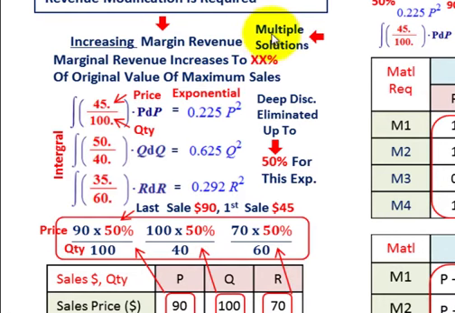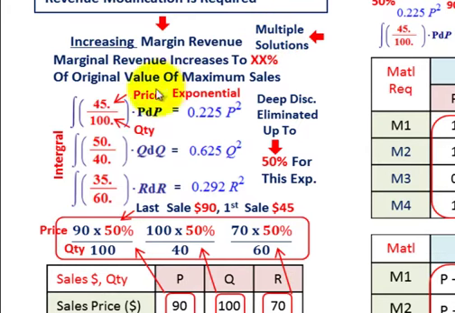And really what we're going to be looking at here, by looking at this exponential function that we're going to come up with, we're going to have really multiple solutions on our different product quantities that we're going to be looking at. So that's really what we're trying to get at in this example.